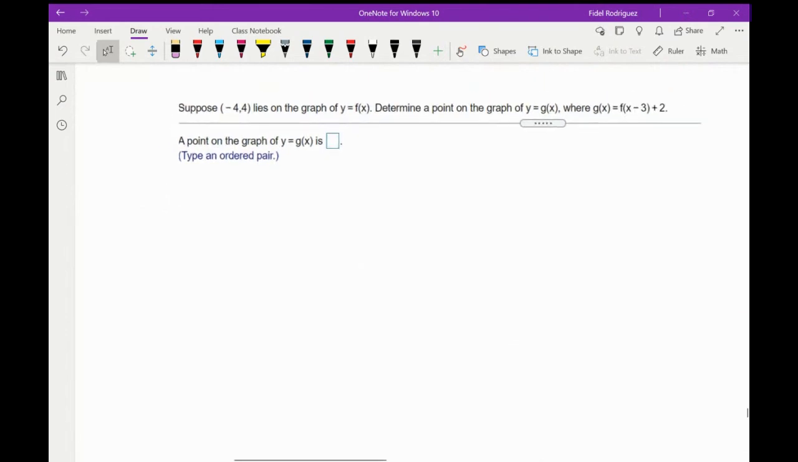All right, so it says, suppose the point (-4, 4) lies on the graph of y equals f of x. Determine a point on the graph of y equals g of x where g of x is f of (x minus 3) plus 2. Okay, first thing I notice here, there's a -3 on the inside. Guys, if there's a -3 on the inside, that means I'm moving my graph to the right, okay?